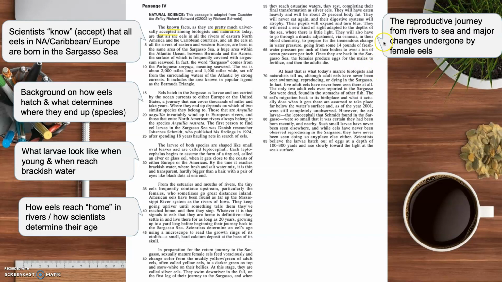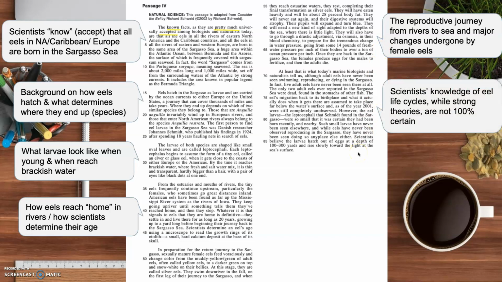In the fifth paragraph, the author discusses the reproductive journey from the rivers to the sea and the major biological changes undergone by the female eels. So again, here we're talking about the life cycle, learning what their lives are like, how they go from place to place, and what changes happen to their bodies along the way.